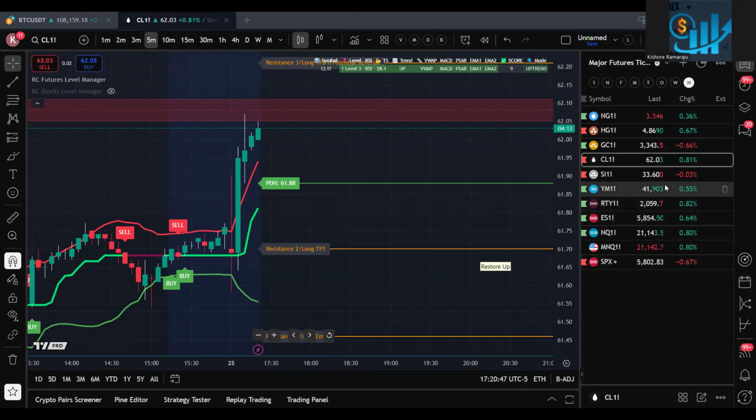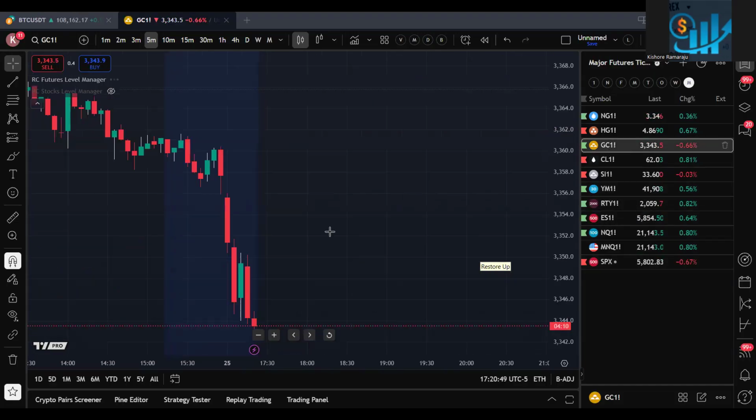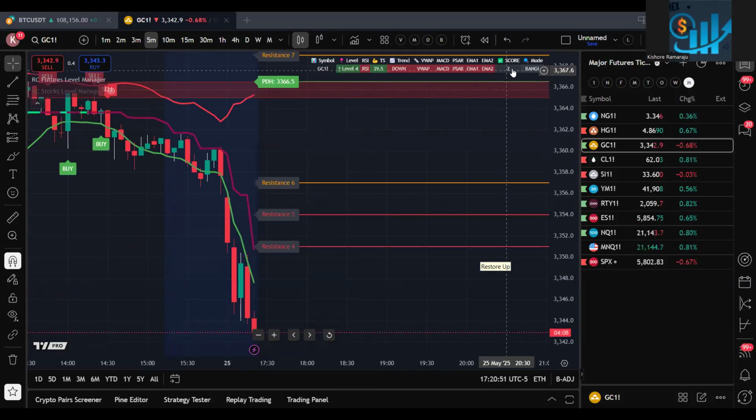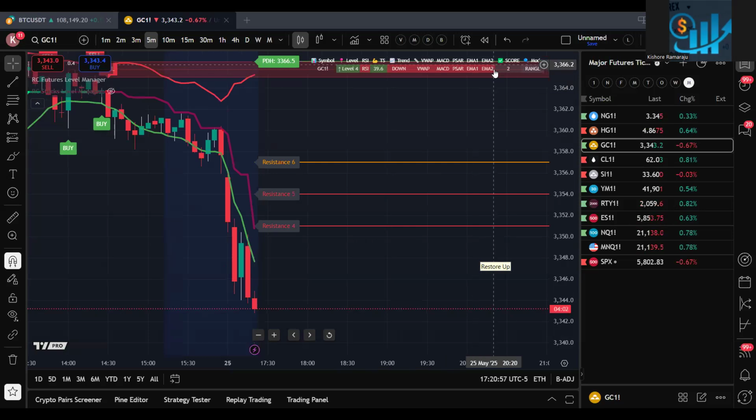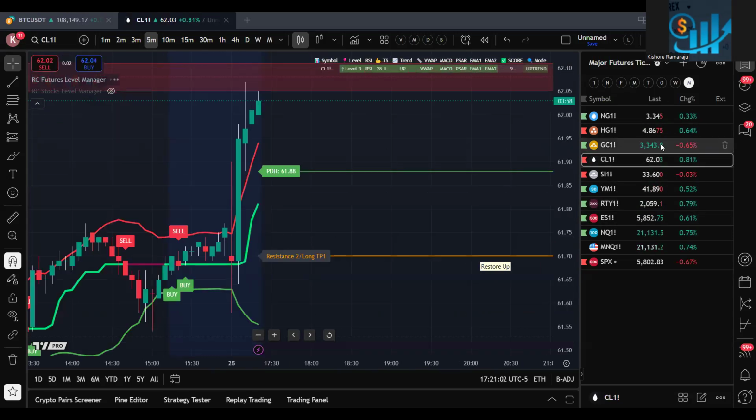If your score is something like 1, 2, like that, then only focus on the sell signals. If the score is less, focus on sell signals. If the score is more, you focus on the buy opportunities.